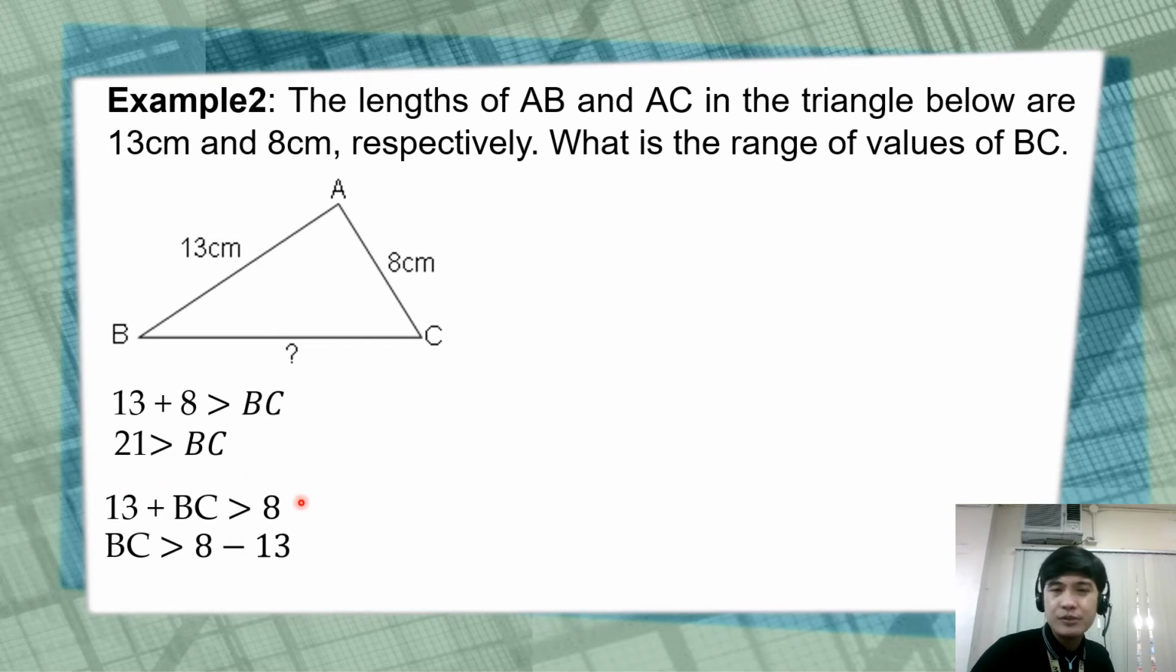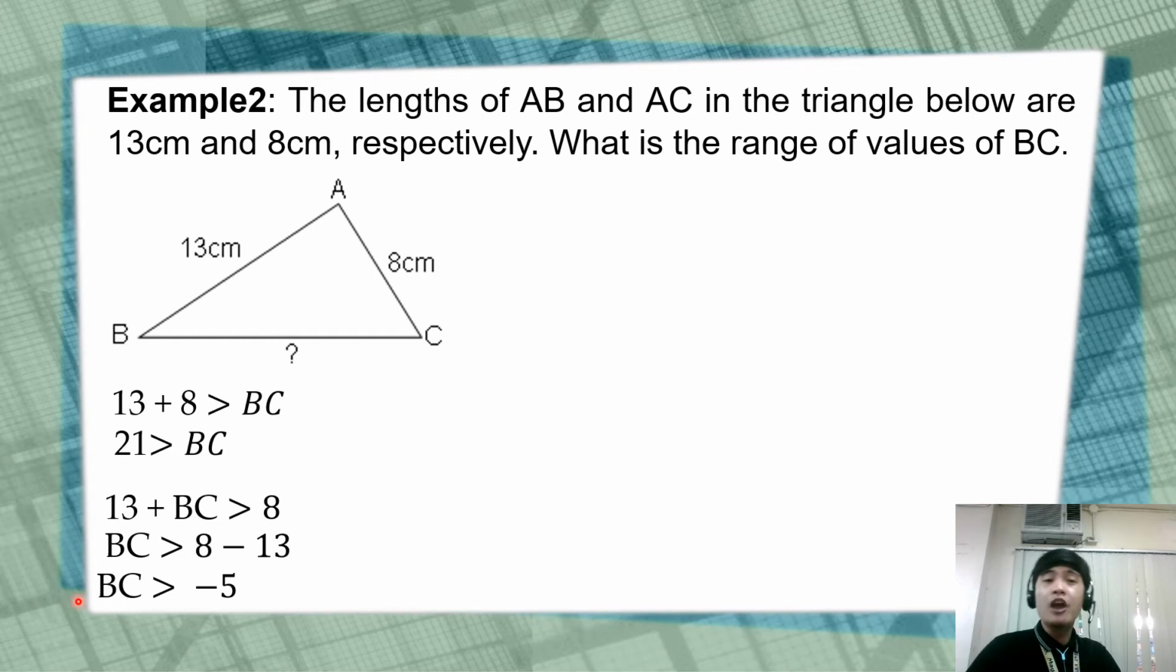Basically, we do the transposition, so we change the sign. So, BC is greater than -5. Take note, segment BC is any values that are greater than -5. So what are those? It can be -4.5 cm, -4 cm, -3 cm, -2 cm, -1 cm, 0 cm.